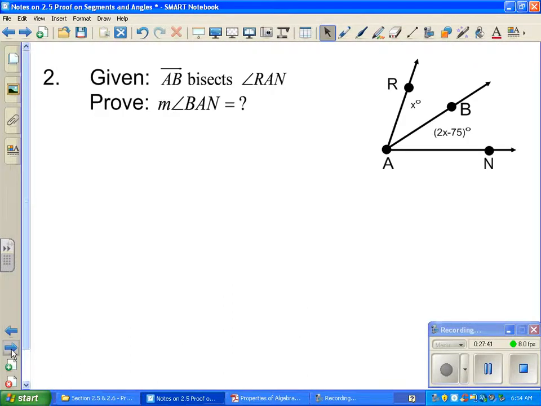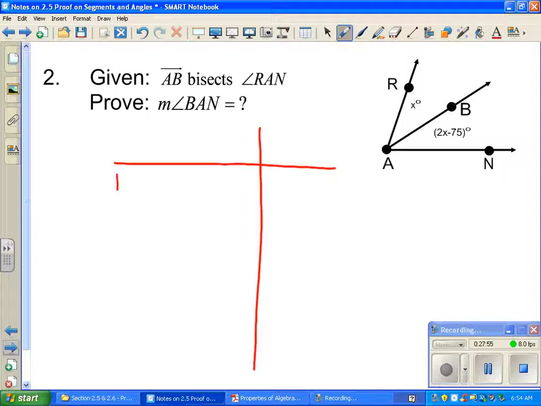So in this question, we're looking at 2 angles are bisected, meaning that they make 2 equal angles, and we are used to that already because we have done quite a few problems that do that. So let's state our given. AB, the ray, bisects angle RAN, our given.